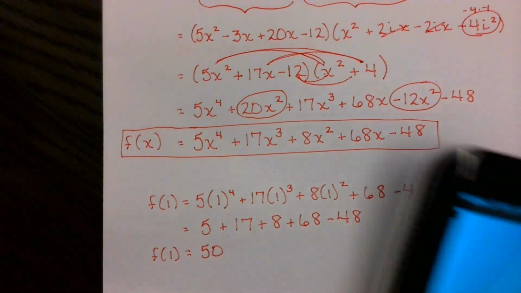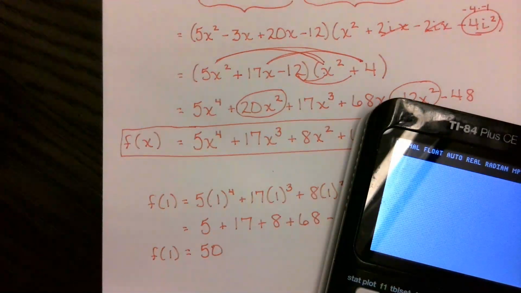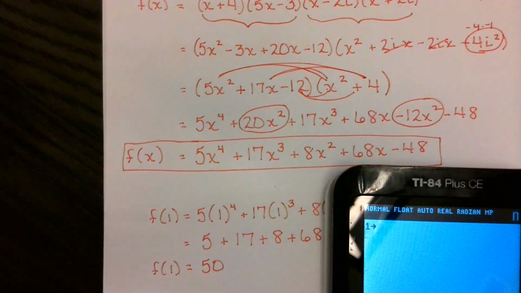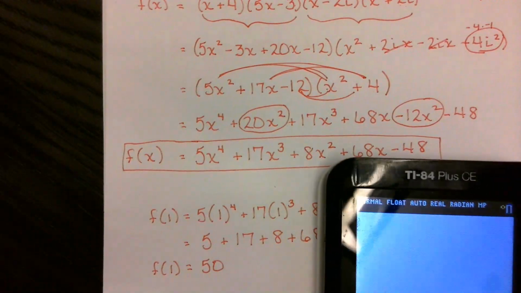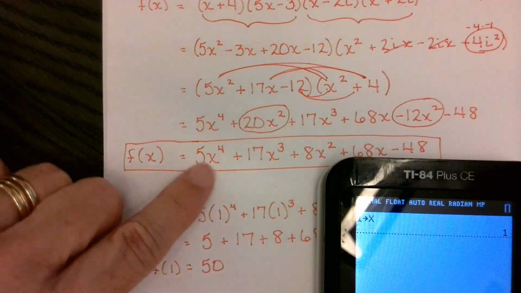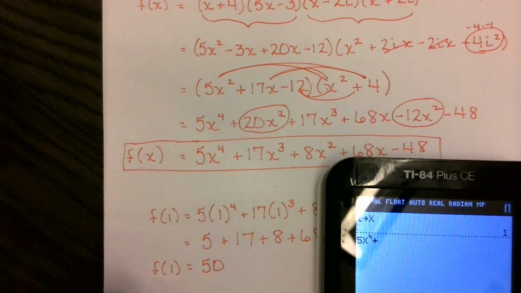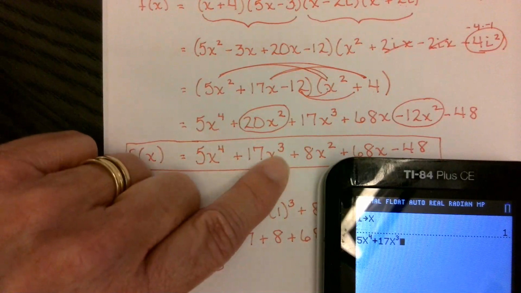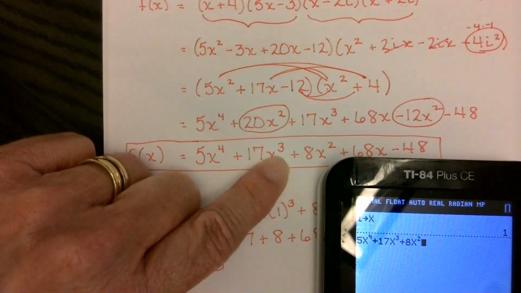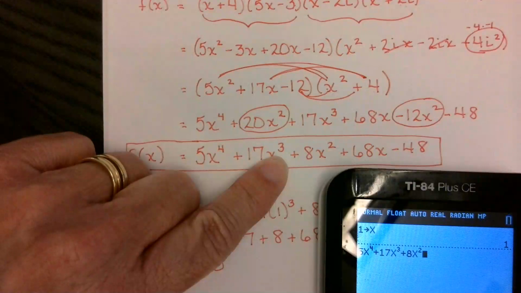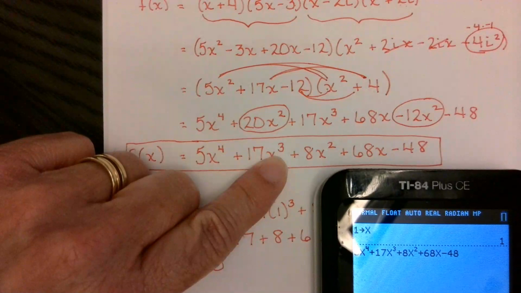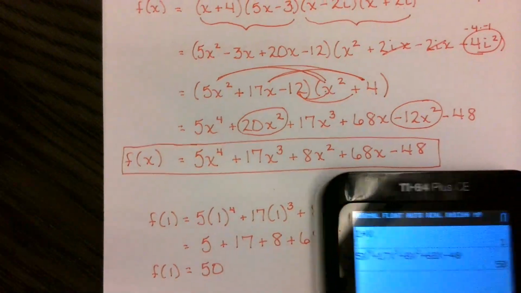Okay? So what we would usually do is we'd say 1 store x. And then I'm going to type in 5x raised to the fourth plus 17x raised to the third plus 8x squared plus 68x minus 48. And if I hit enter, it should give me 50, and it does.